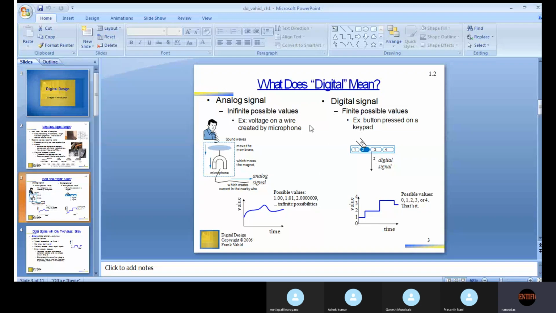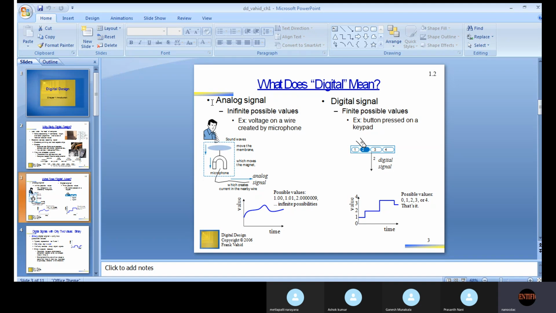Okay, now you see the clear picture of analog versus digital. So analog is having infinite possible values. Infinite possible values anante, if you take a signal, at each and every instance of time you can define the signal. That means ఏ టైం దగ్గర మీరు ఆ సిగ్నల్ magnitude కావాలి అని అంటే you can measure the magnitude. So sound waves move across the membrane, which moves the magnet, and through the microphone, which is creating current in the nearby wire.